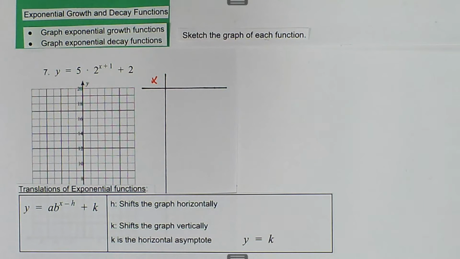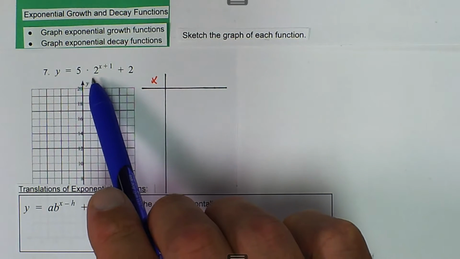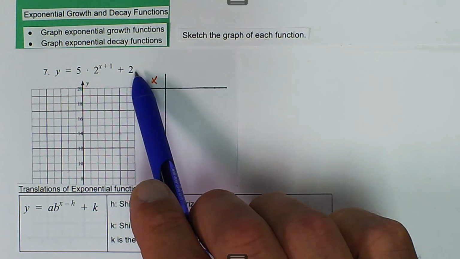We're talking about exponential growth and decay functions, and we want to graph exponential growth functions and graph exponential decay functions. So here we have: sketch the graph of each function, and we have y equals 5 times 2 raised to the x plus 1, plus 2.